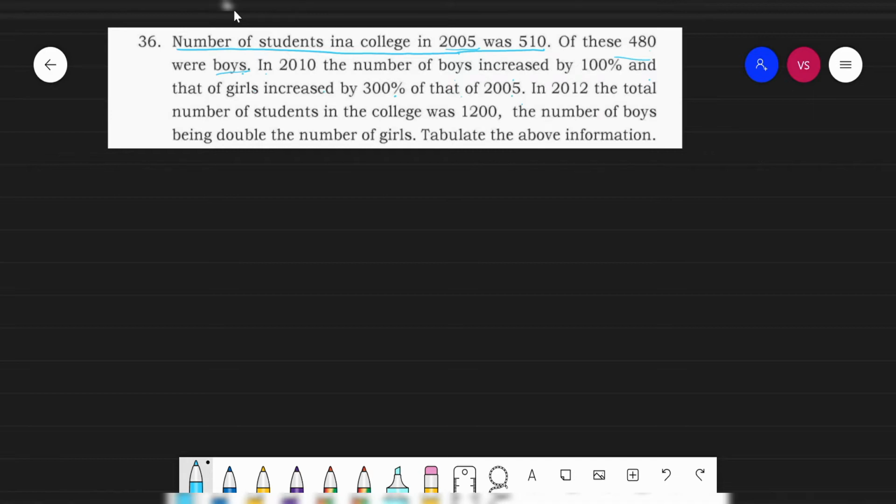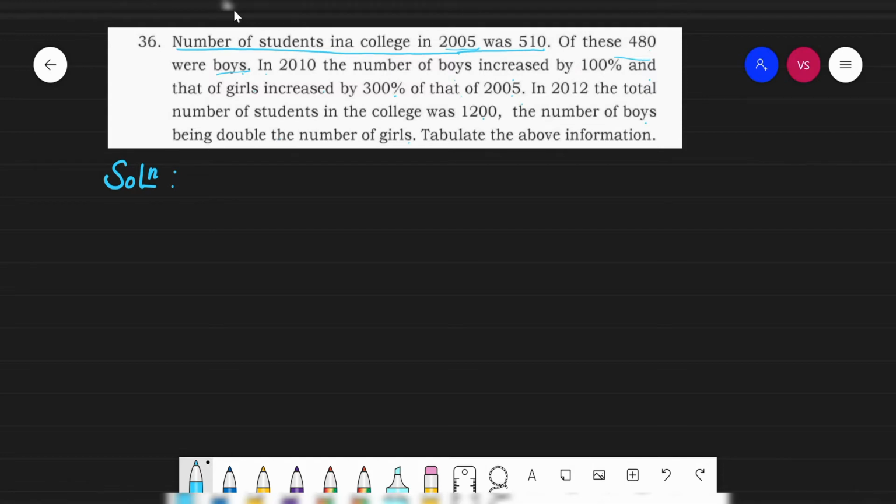Then in 2012, the total number of students in the college was 1,200, the number of boys being double the number of girls. Tabulate the above information. So how do we start this problem, students? As usual, we need to identify the characteristics.